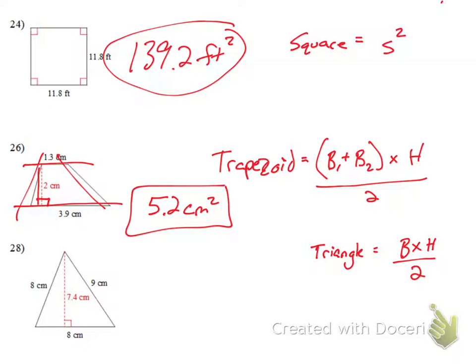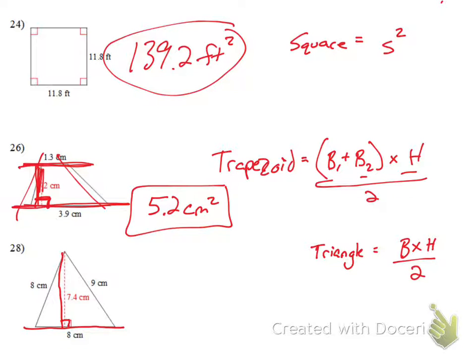So again, if you see 2 bases like this, and you have a right angle with the height, you have all 3 of these, so just plug them in. Then we got a triangle, so I know that I got to look for the right angle. This right angle connects my height with my base.